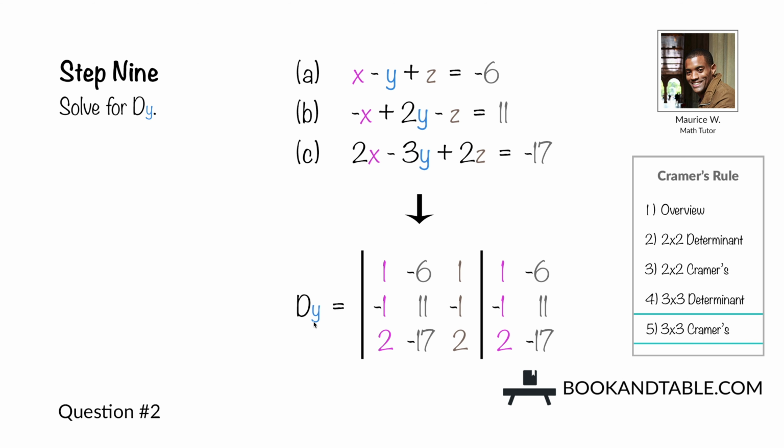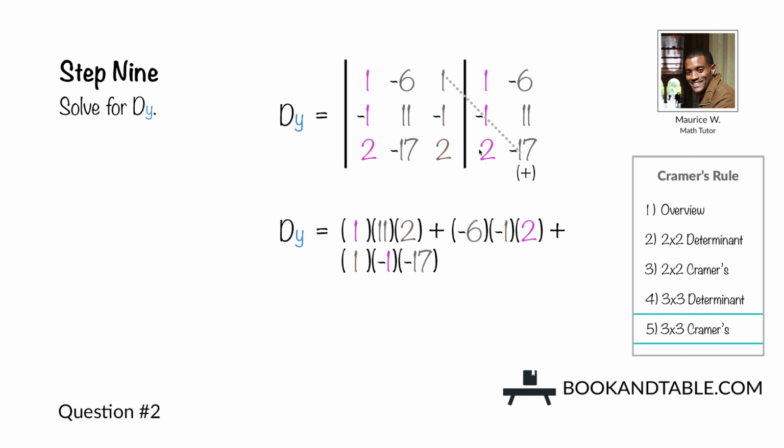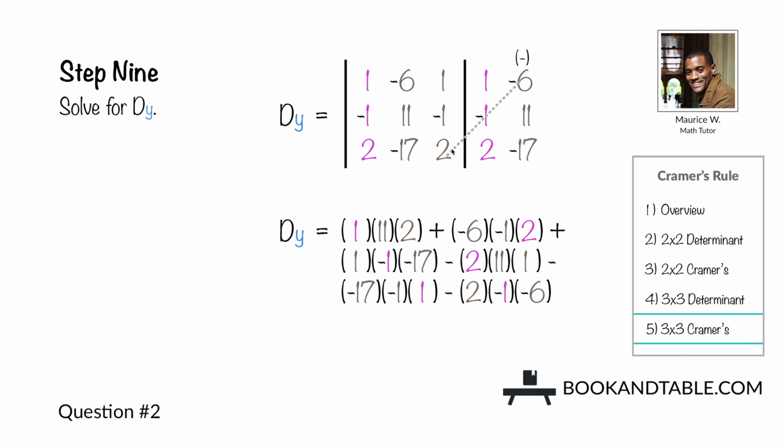and then solve for dy. When we do so, we get 1 times 11 times 2 plus negative 6 times negative 1 times 2 plus 1 times negative 1 times negative 17 minus 2 times 11 times 1 minus negative 17 times negative 1 times 1 minus 2 times negative 1 times negative 6. And now we have the expression that we need to find dy.